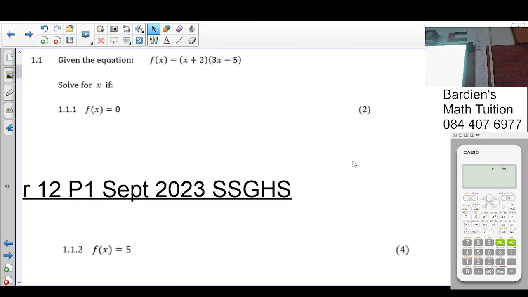given the equation f of x equals (x plus 2)(3x minus 5). The question says solve for x if f of x is equal to 0.